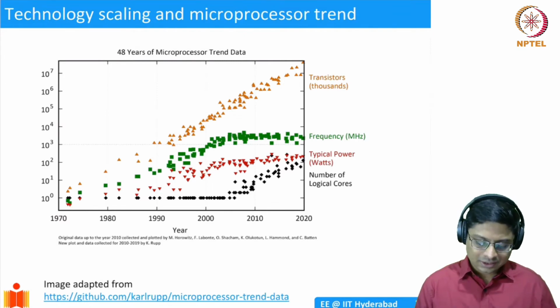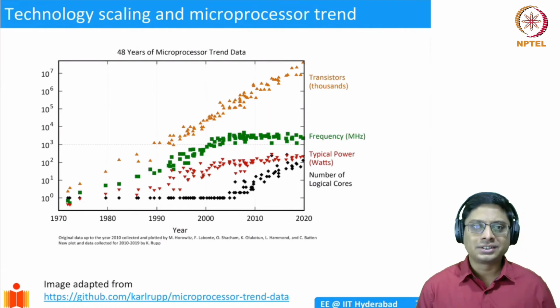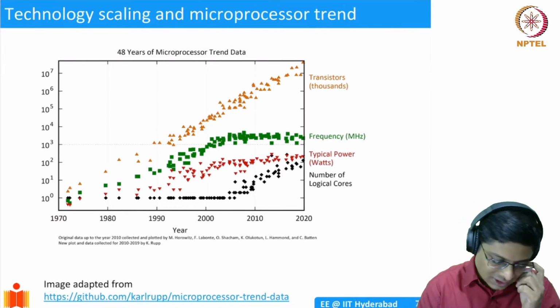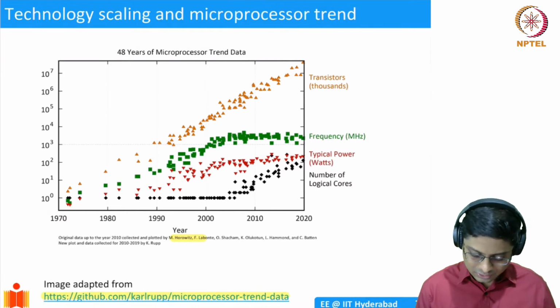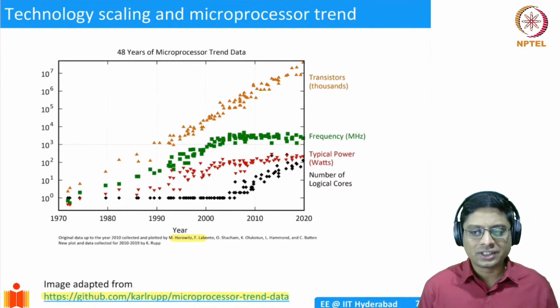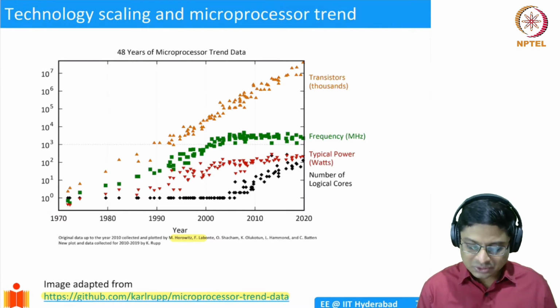So with all that, this is the result. This is to me a very, very impressive slide, because this data shows you how the various parameters of a microprocessor have behaved over the last 50 years. This was originally collected by Horowitz and others, and recently I've taken this data from GitHub, from the website of Karl Rupp. He has collected this, and he keeps updating it every now and then. This is the data up to 2019, I think.